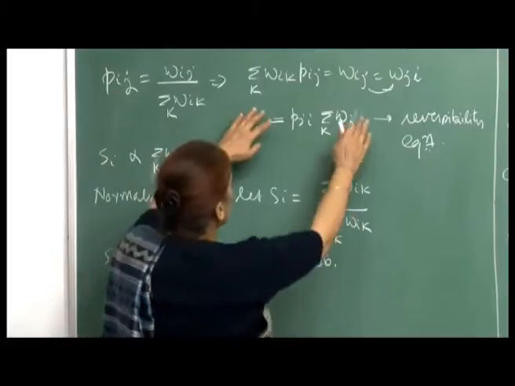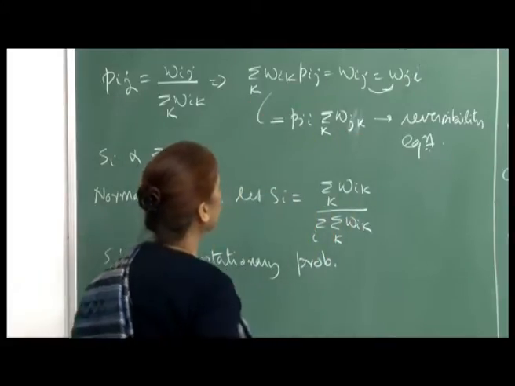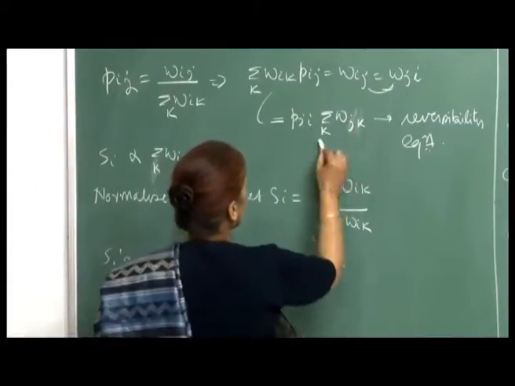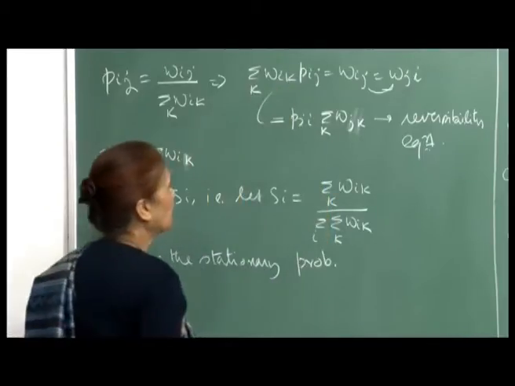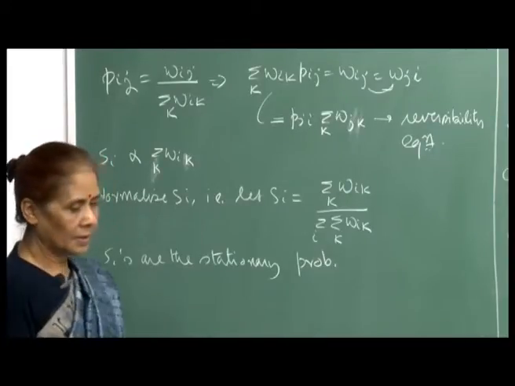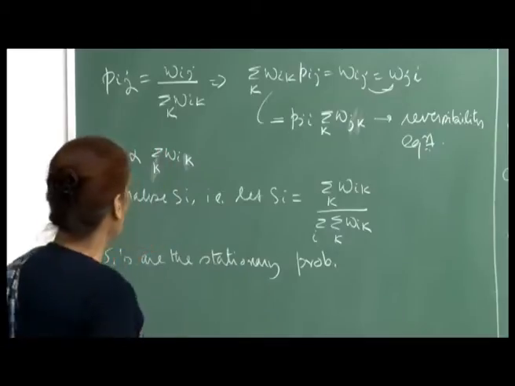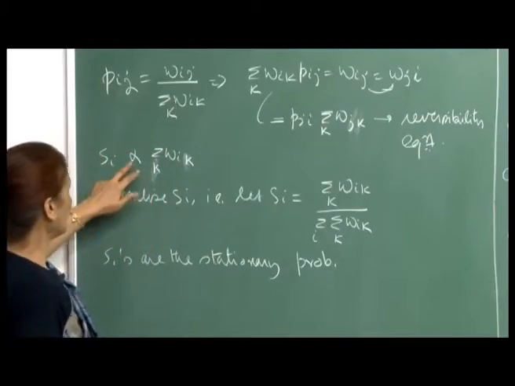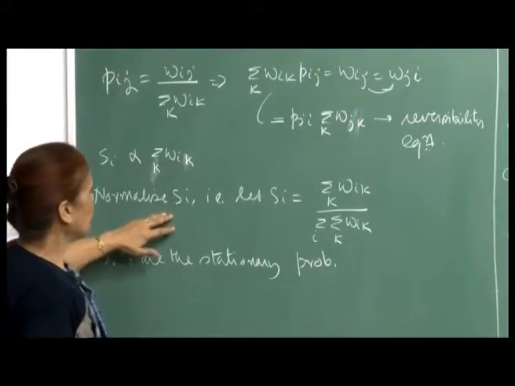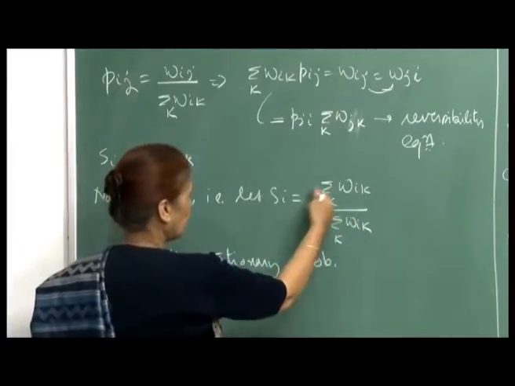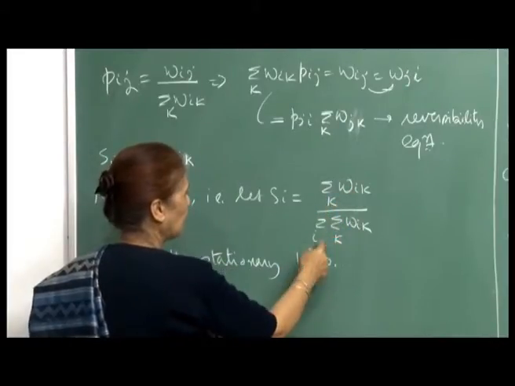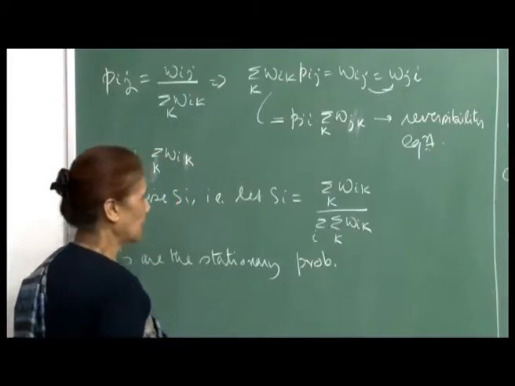Once you get this, you see this is your reversibility equation, because your Pij's are the transition probabilities. Now I just have to define the corresponding state probabilities, and this will give me a time reversible Markov process. This is the idea. As we said, your SIs will be proportional to the summation of Wik over k, so we normalize SI: the summation over k of Wik, divided by the summation over i and k of Wik, the total weight.